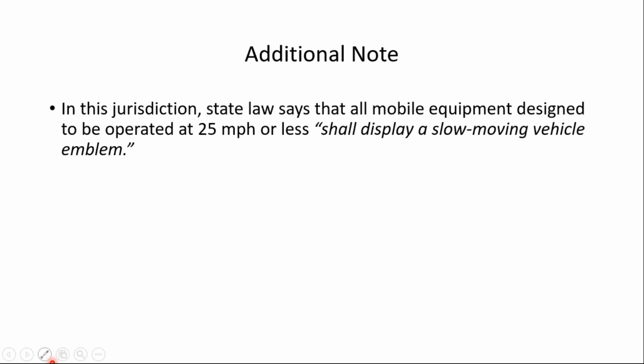One additional note, in this particular jurisdiction, the state motor vehicle code says that all mobile equipment designed to be operated at 25 miles per hour or less, quote, shall display a slow-moving vehicle emblem. And I think you saw from the photographs, this skid steer did not have a slow-moving vehicle emblem. And this comes from the Uniform Vehicle Code, so probably each of your states, regardless of where you're from, probably has a similar provision in the Motor Vehicle Code.